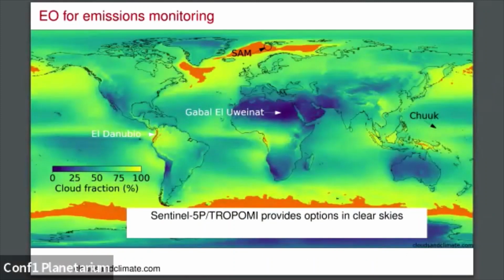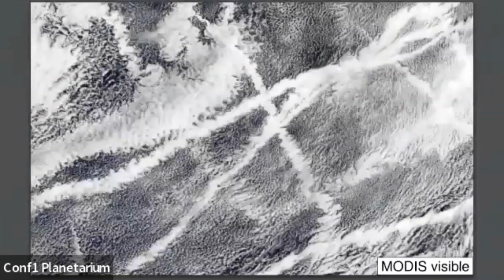Now, Sentinel-5 and TROPOMI give us some ways of looking at this in clear skies, but a lot of the planet is covered by cloud, up to 60%, 70% at any one time. So how do we monitor those regions that are cloudy? Now, obviously, because I look at clouds, I'm going to tell you that the answer here is actually looking at the clouds to understand what these ships are doing underneath them.